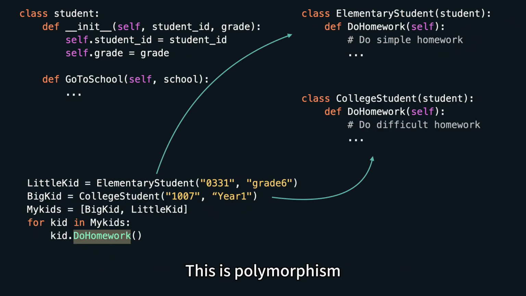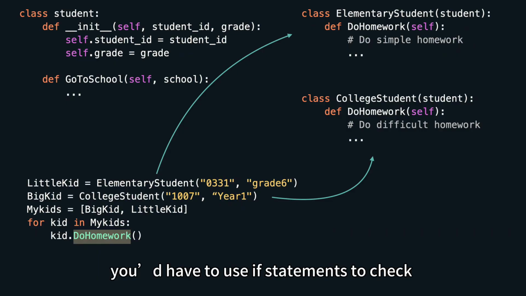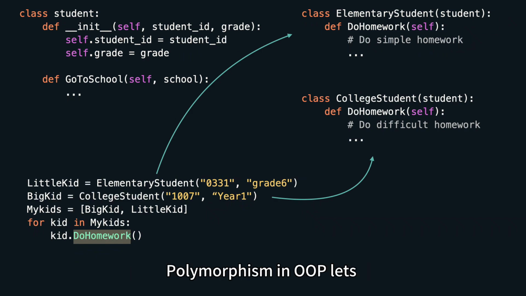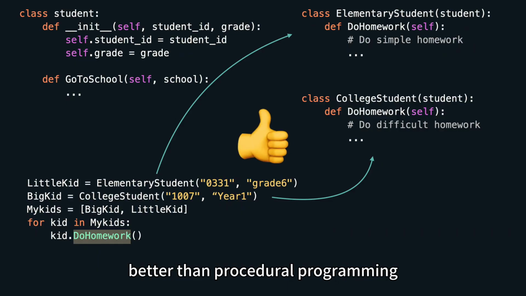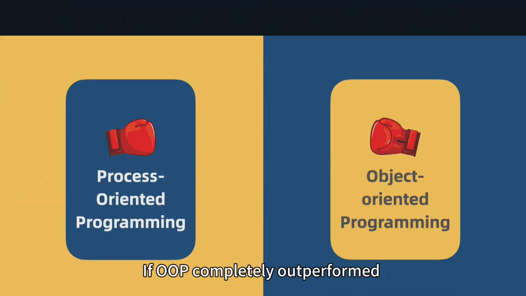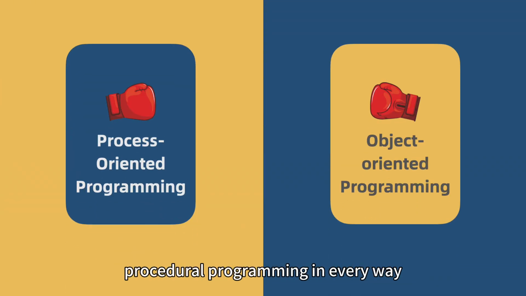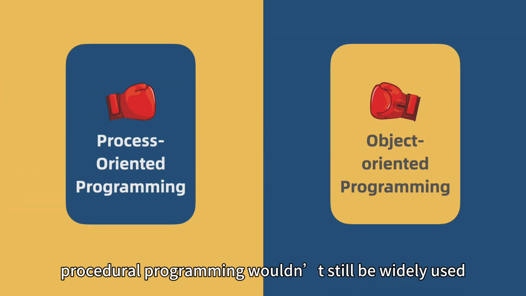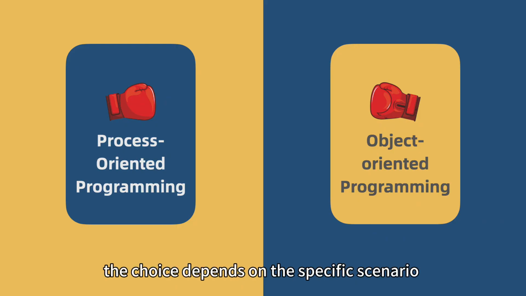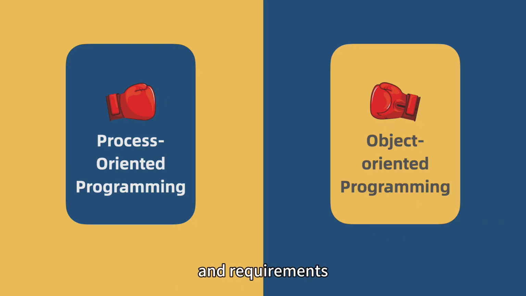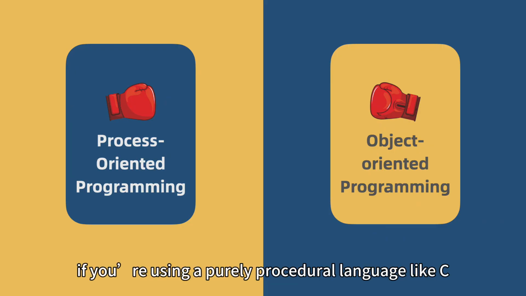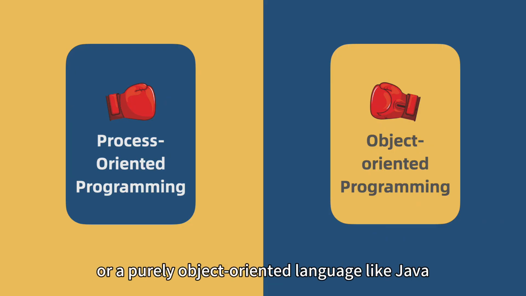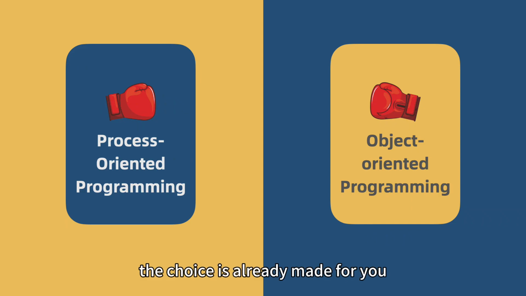This is polymorphism. Without classes, you'd have to use if statements to check which type of child it is and manually call different functions. Polymorphism in OOP lets you call the same method name without needing explicit type checks. That said, this doesn't mean OOP is always better than procedural programming. If OOP completely outperformed procedural programming in every way, procedural programming wouldn't still be widely used. Ultimately, the choice depends on the specific scenario and requirements. Of course, if you're using a purely procedural language like C or a purely object-oriented language like Java, the choice is already made for you.